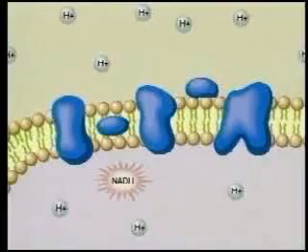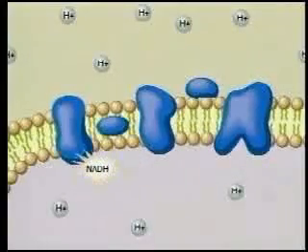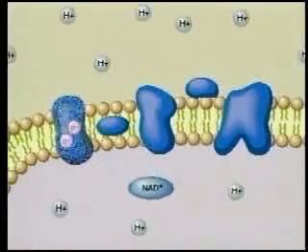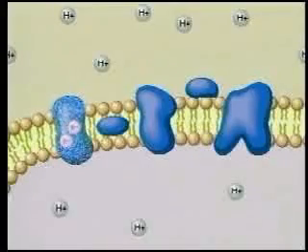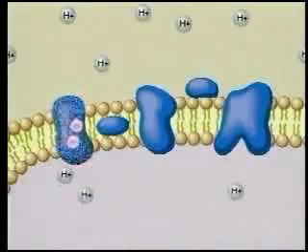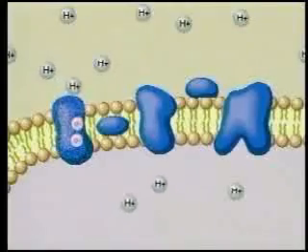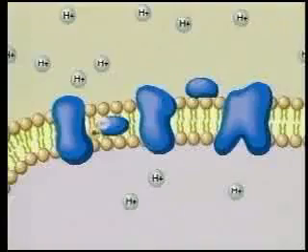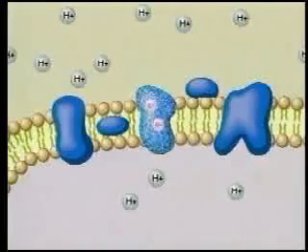NADH transfers 2 high-energy electrons to the first electron carrier, an ion pump. NADH changes to NAD. The carrier protein uses energy from the electrons to pump 2 hydrogen ions from the matrix into the outer compartment. The electrons are then passed to the next protein in the chain, and then on to the third electron carrier.